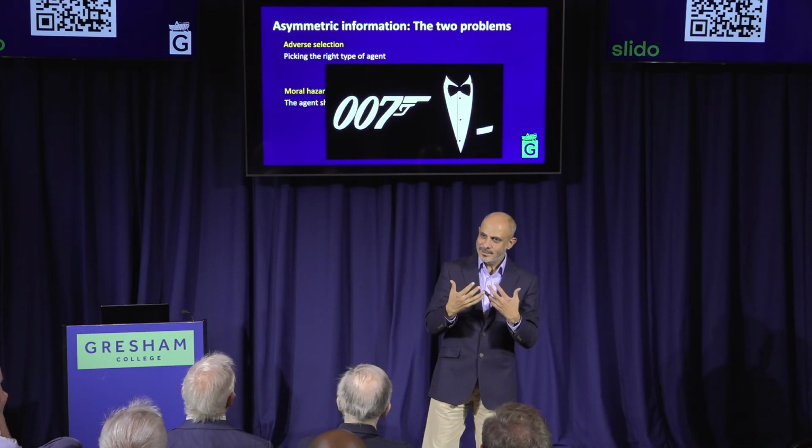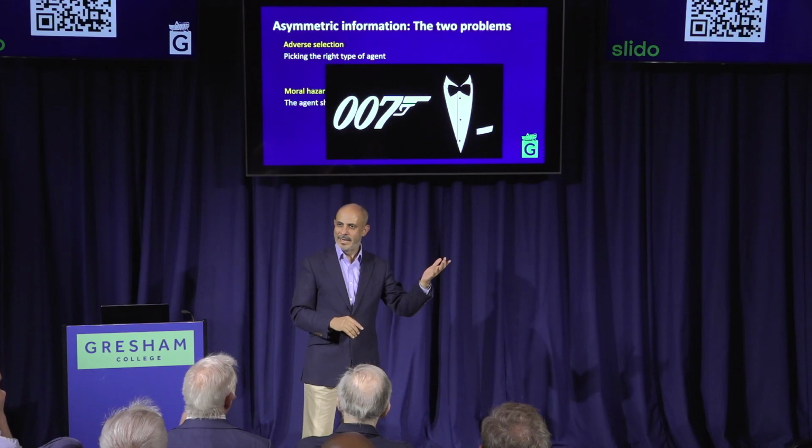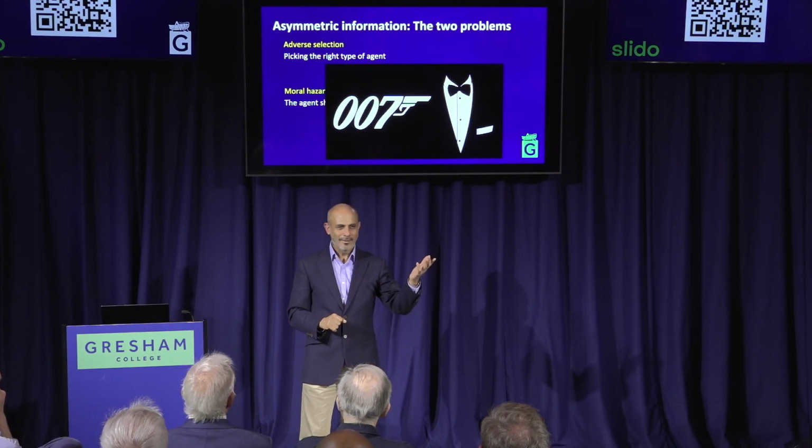So let's solve these two problems of adverse selection and moral hazard using the example of 007. If you have seen the latest movie, I think it's No Time to Die. A lot of you, yeah?